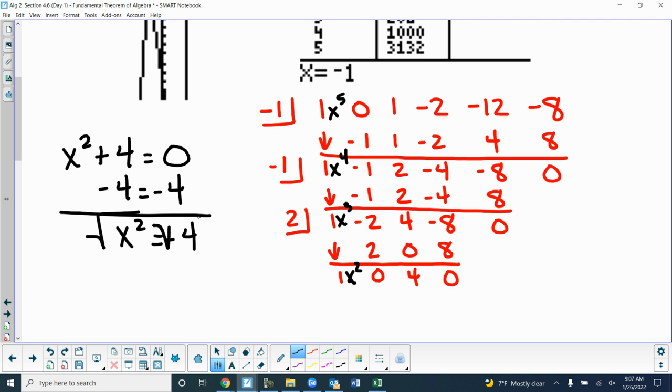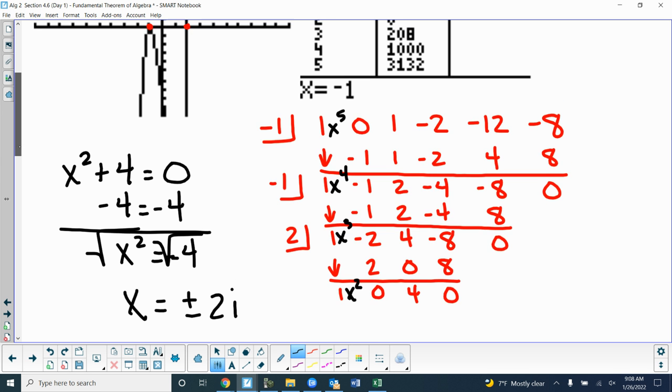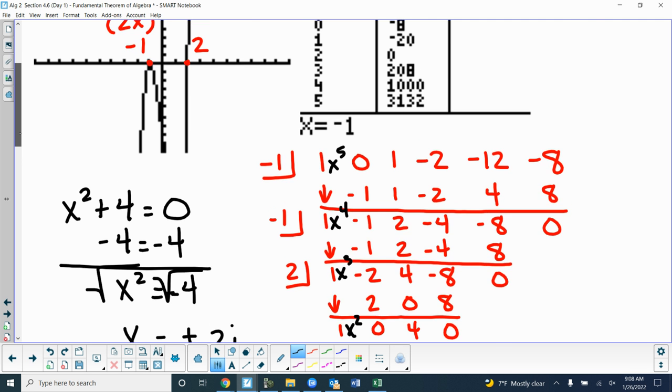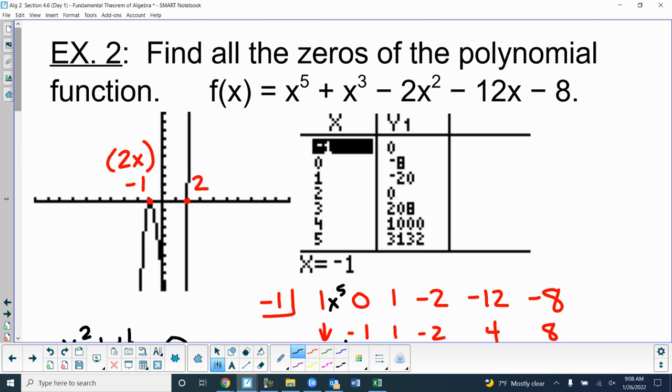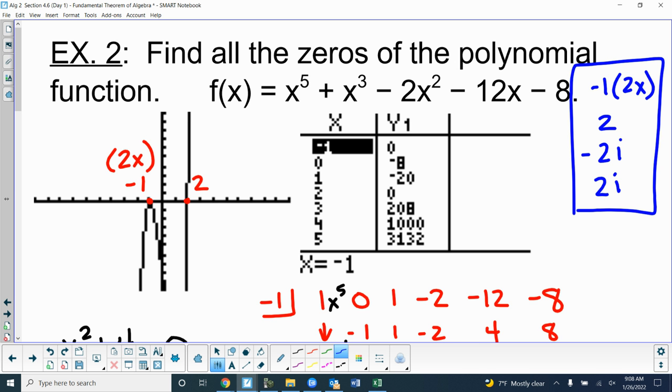Square root, what's the square root of negative 4? 2i, right? Because it's negative, the i comes out. Remember, when we do that method, it's plus or minus. So there's the other two: positive 2i and negative 2i. All right? So my 5 answers for this problem are negative 1 twice, positive 2, negative 2i, and positive 2i. Those would be the 5 answers for that problem.